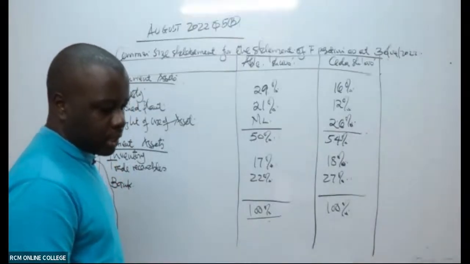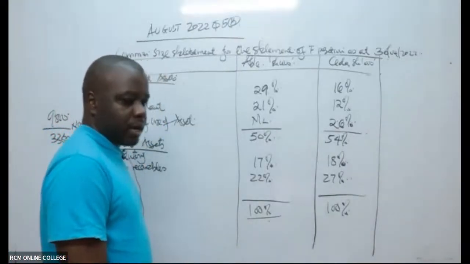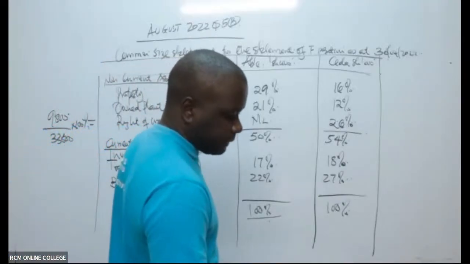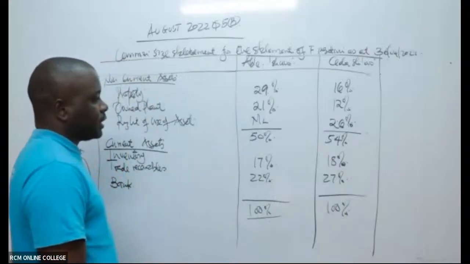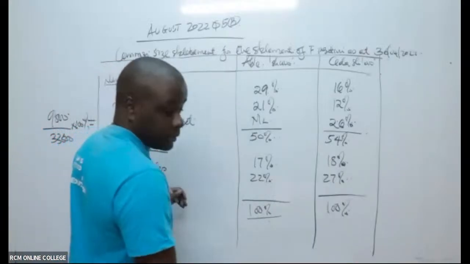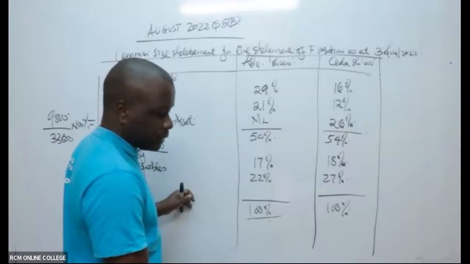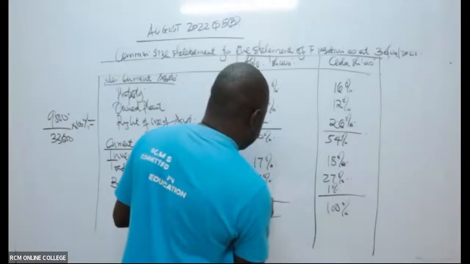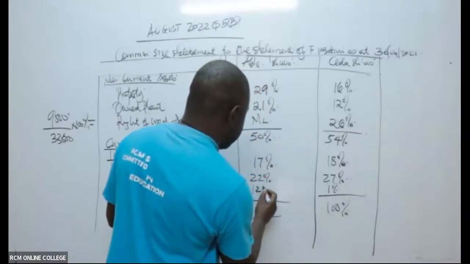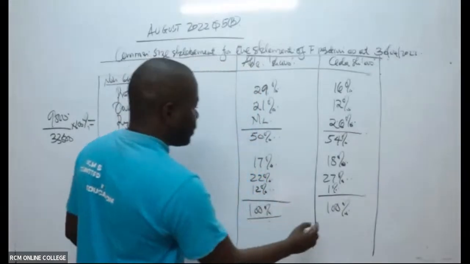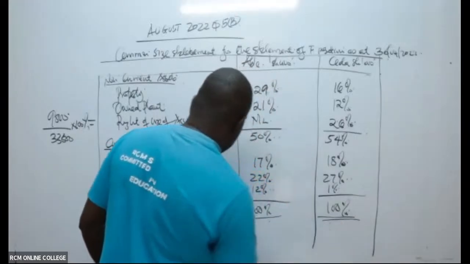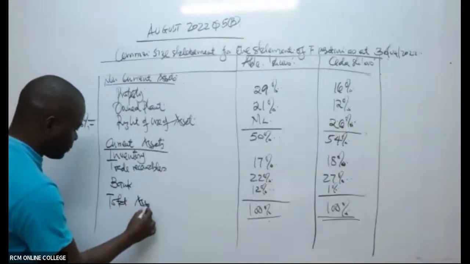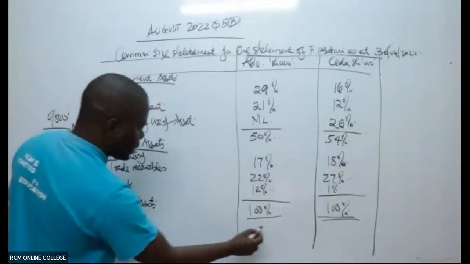For bank, 11.5%. And the other side is 1.1%, so that's 1%, because this one will be 12%. So both of them should give us the figure for total assets, which is the base, total assets, which is actually 100%.